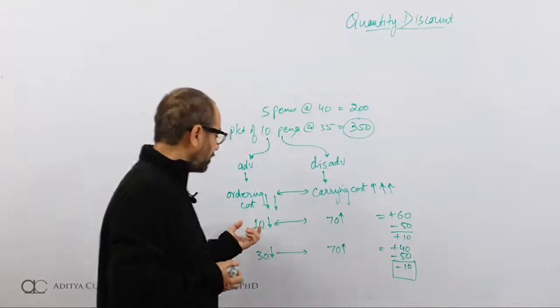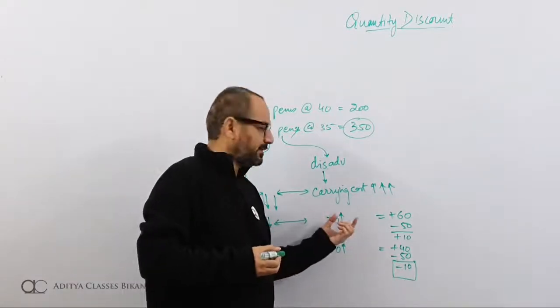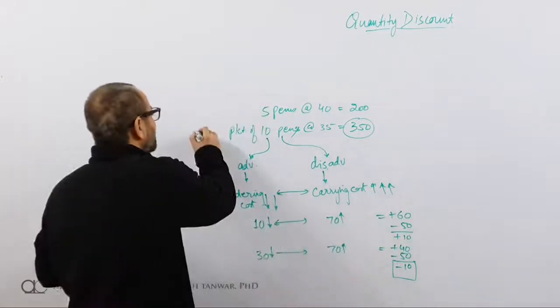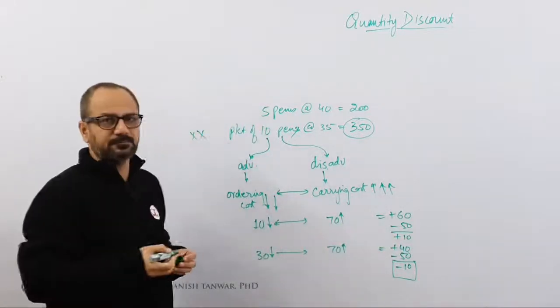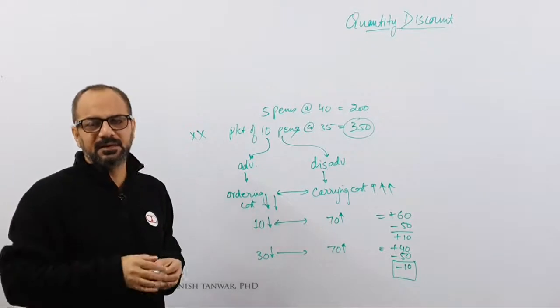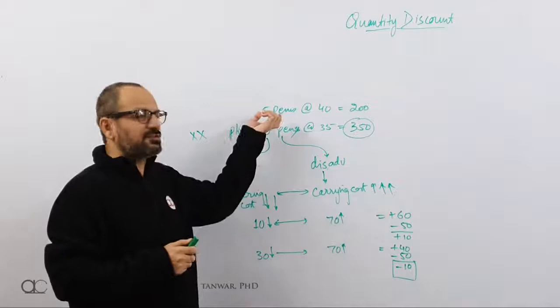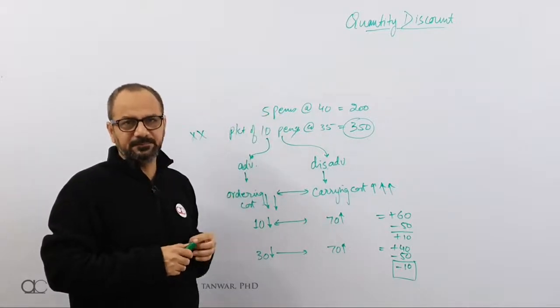So if my ordering cost and carrying costs are tied in such a way that my net result is an increase in cost, I will not be taking this quantity discount. I will be ignoring the quantity discount. I will be saying to my supplier that no, I will be buying in lots of 5 only. I won't go for lots of 10.